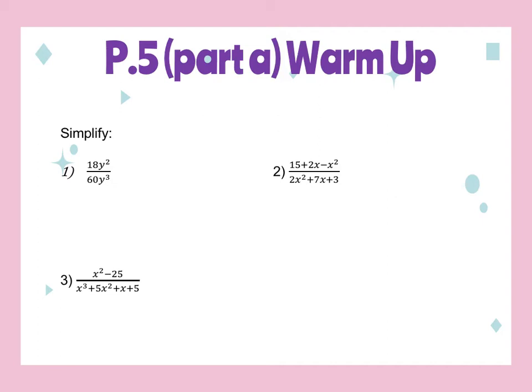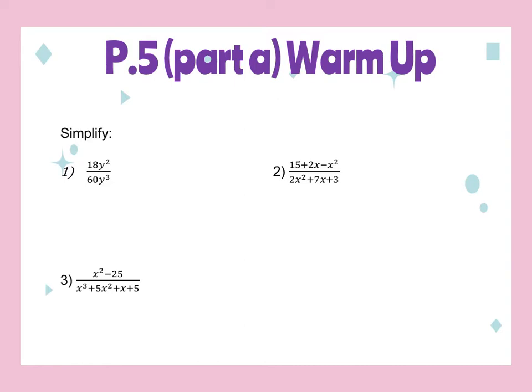Okay, so part A of P5 is all rational expressions, so we're going to continue with that stuff. But part A was just simplifying the rational expressions. So we wanted to look and see if at this point we could reduce the numerator and the denominator by dividing the same term into both the top and the bottom. And then on some of these, we have to factor first to determine if that's right.